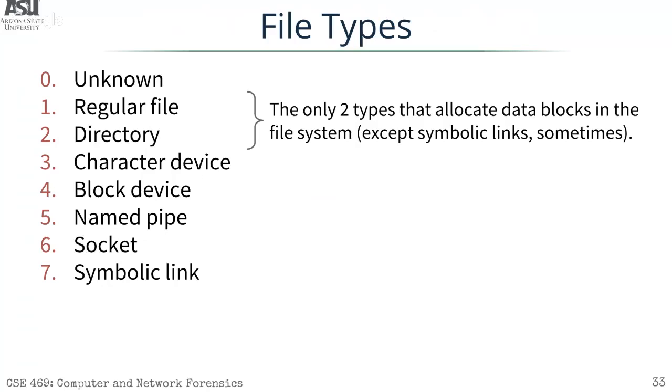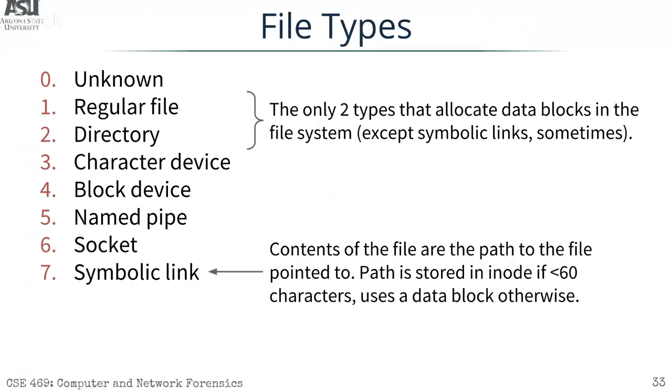Symbolic link though, actually we can. In certain circumstances we do allocate data blocks, meaning that if the path to the file that we're pointing to is less than 60 characters, that's small enough that we can store it right in the inode. We don't have to allocate a data block. Most of the time, that's sufficient. Otherwise we do, and then there's one more jump in the file system before we know where we're going.